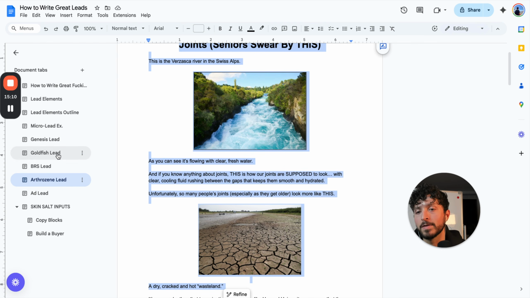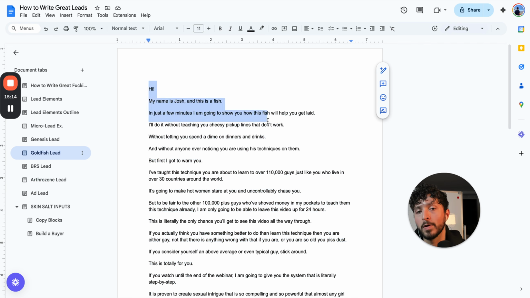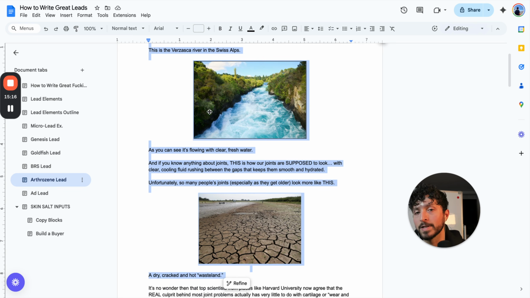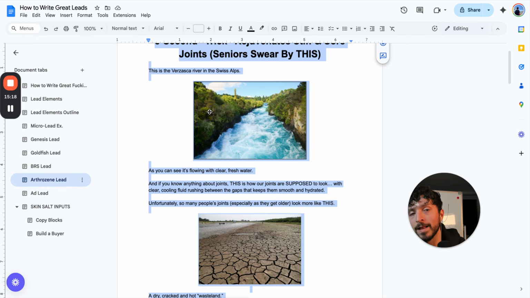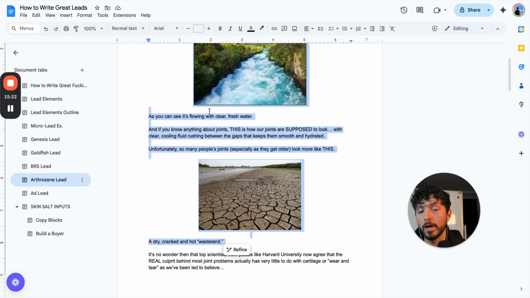Okay, this is very similar to this goldfish lead, right? The goldfish lead is saying this goldfish is going to help you get laid, and I'm saying this river is going to help you fix your joints. We're using an analogy, a concrete metaphor or a natural metaphor, to hook their attention. They work really, really well.